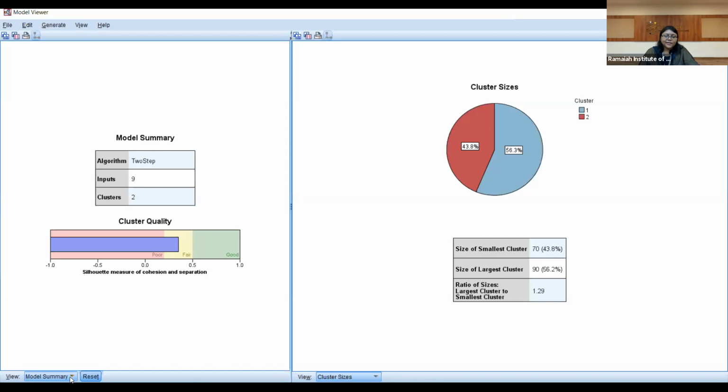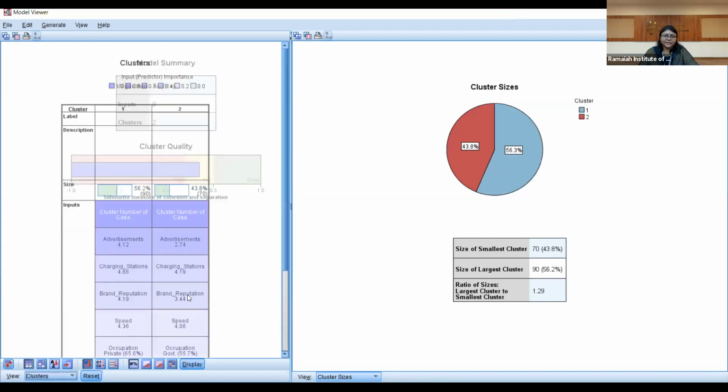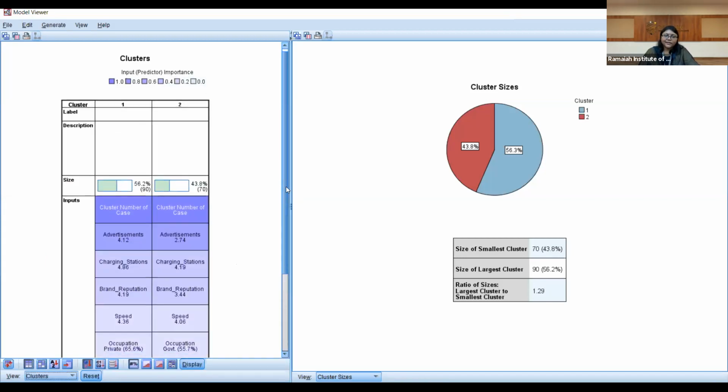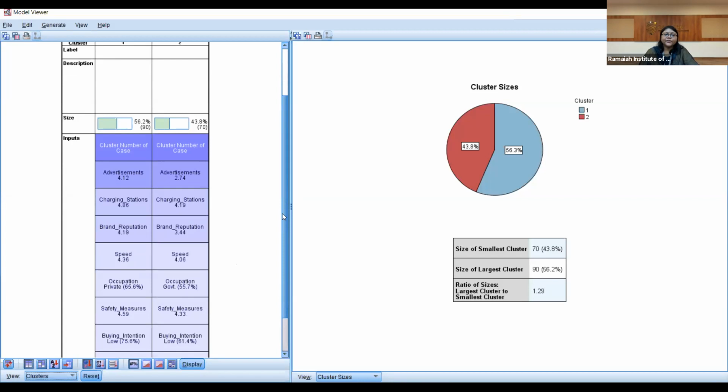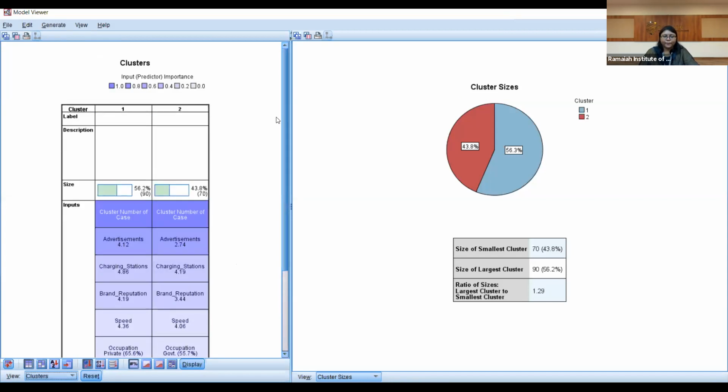Now below, by default it is on model summary. You can also click on clusters. Once you click on clusters, it will give you an importance table. This is the table which will give you which are the predictors, the inputs, or the independent variables which are very important for determining the cluster.